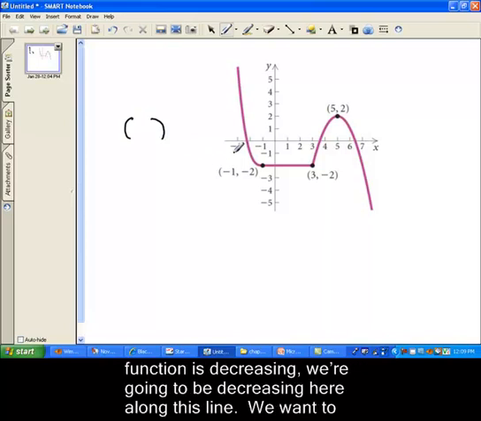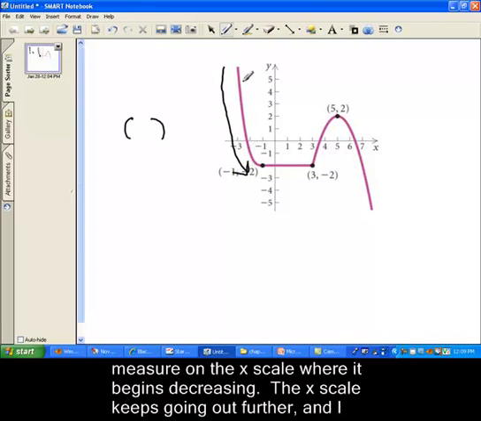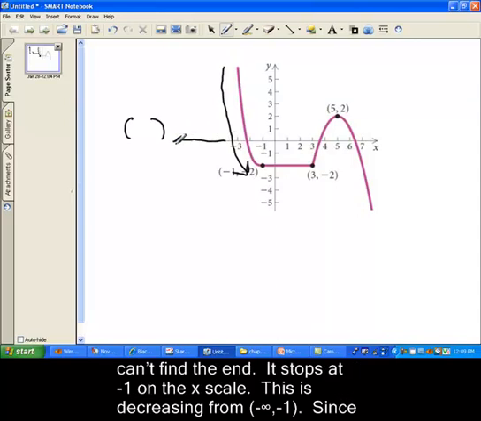Now, if we want to find where this function is decreasing, we're going to be decreasing here along this curve. Now, what we want to do is measure on the X scale where it starts decreasing. Now, I can't find the top of that, so if I wanted to measure out on the X scale, this X scale keeps going out further, and I can't find the ending piece to this. So it starts way out here somewhere, but it stops right here at -1 on the X scale. So this function is actually decreasing from negative infinity to -1.